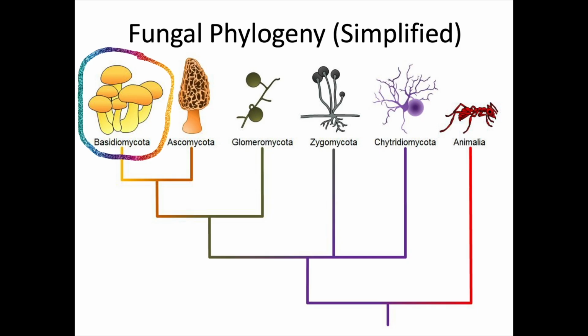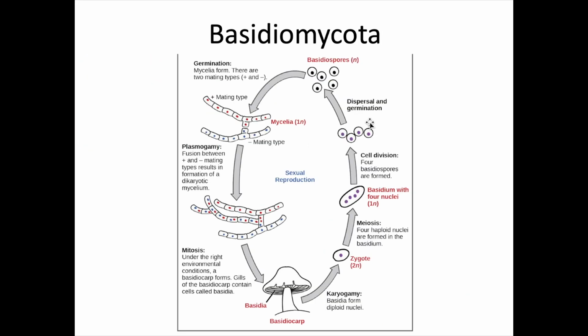So the distinguishing feature of Basidiomycota is another life cycle, another unique way of doing sexual reproduction. So let's take a look at this. We've got haploid mycelium and a different mating type of haploid mycelium. These cells fuse through plasmogamy, so we've got a dikaryotic cell. And similarly to Zygomycota, these dikaryotic cells divide.